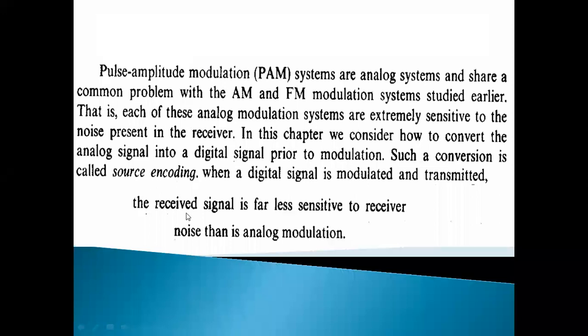In this chapter, we consider how to convert an analog signal into a digital signal, prior to modulation. Such a conversion is called source encoding. When the digital signals are modulated and transmitted, the received signal is far less sensitive to receiver noise than an analog signal. So digital signals are less sensitive to noise than analog signals, because before modulation you have to do the analog to digital conversion.